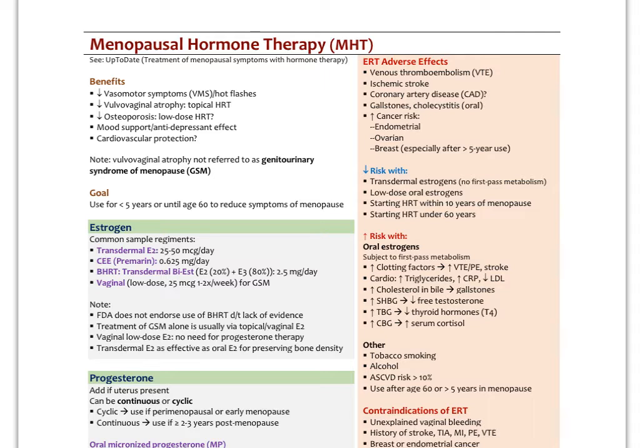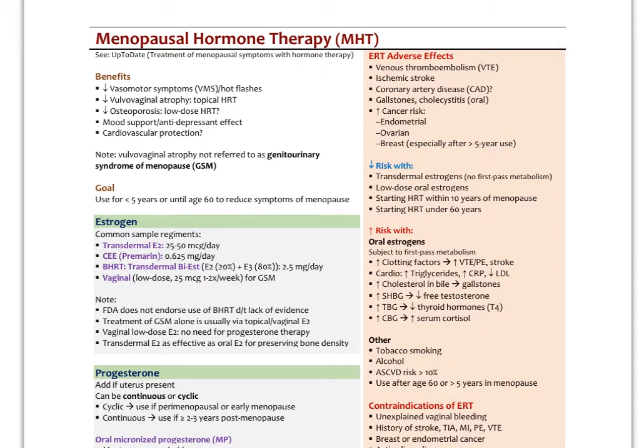Vulvovaginal atrophy is now referred to as part of what's called the genitourinary syndrome of menopause, GSM. And if a woman presents in menopause with that as her primary concern, then we typically just recommend topical HRT. And interestingly, with topical HRT, like estradiol topically in the vagina, there's no need, if it's low dose, to use a progestin or progesterone.